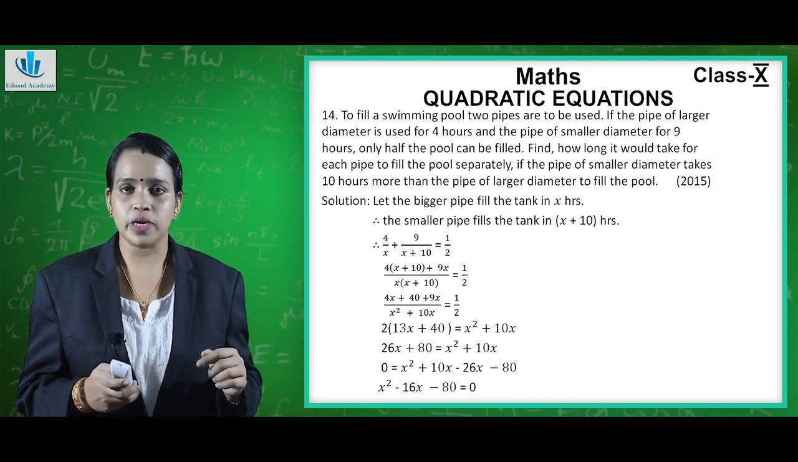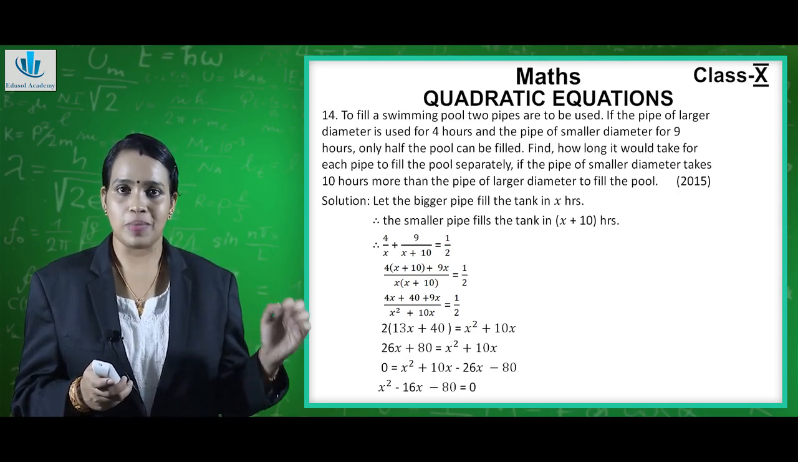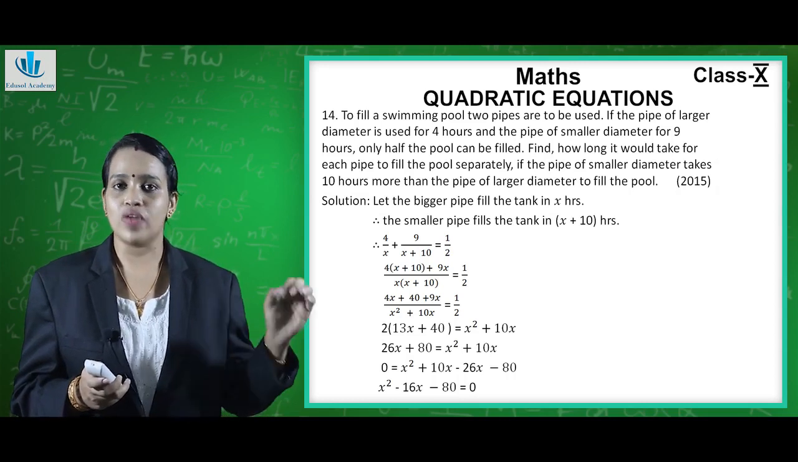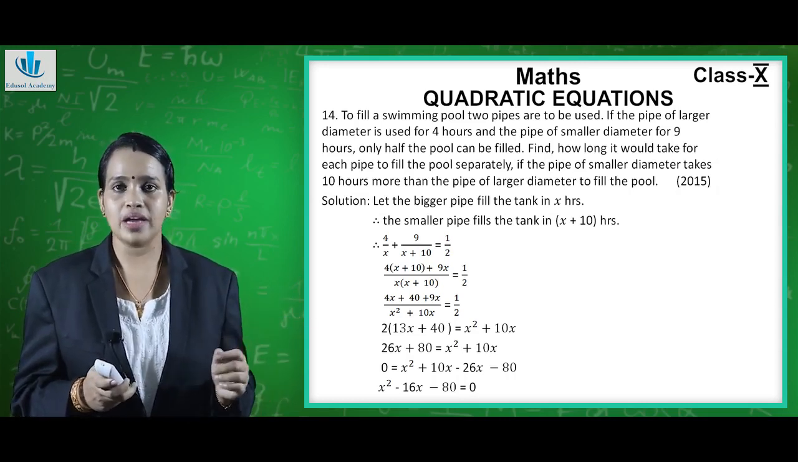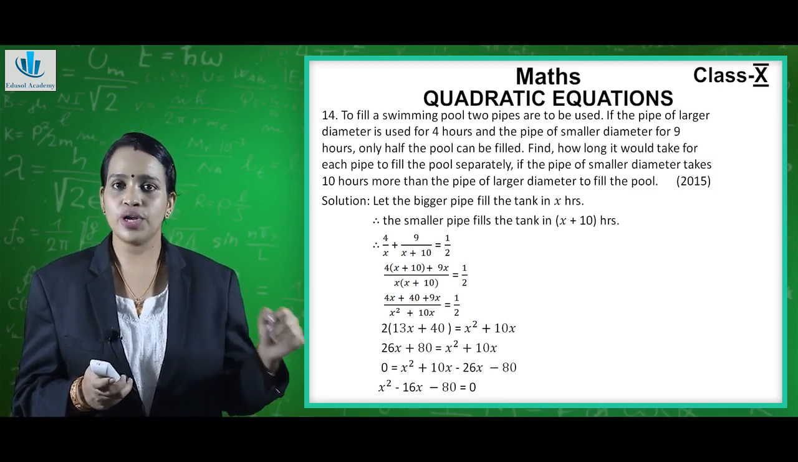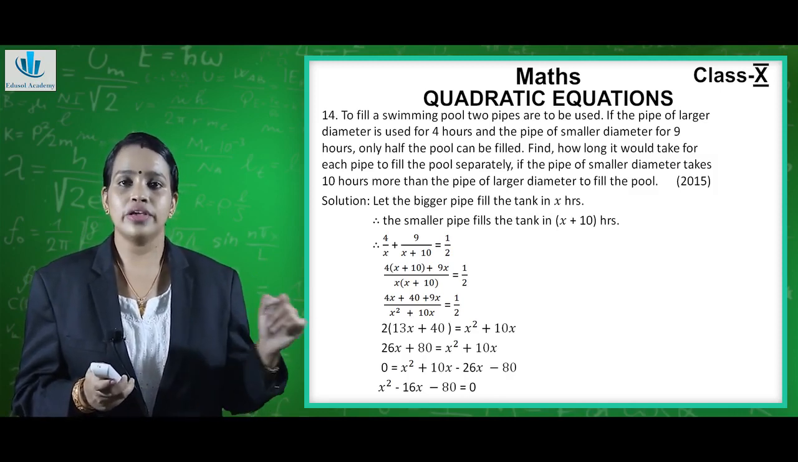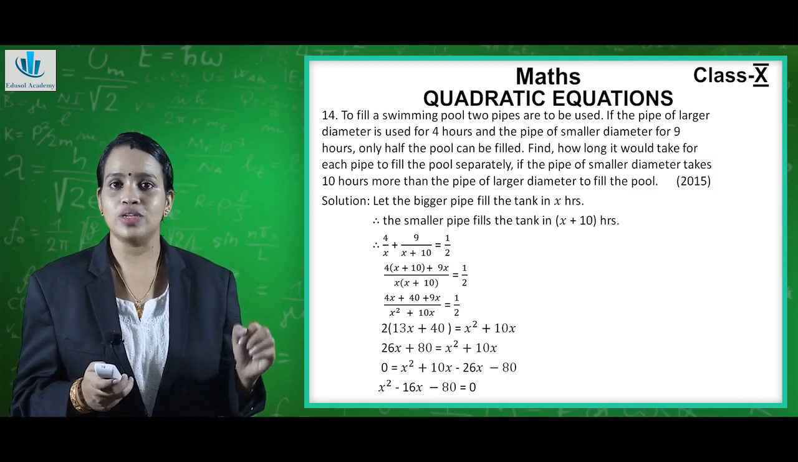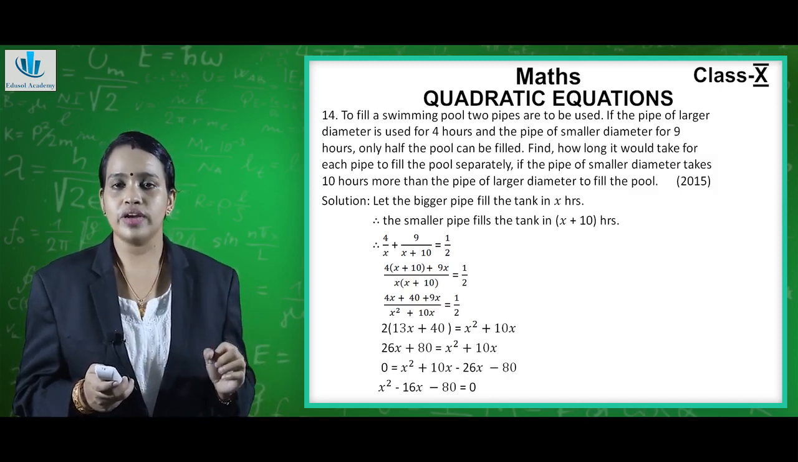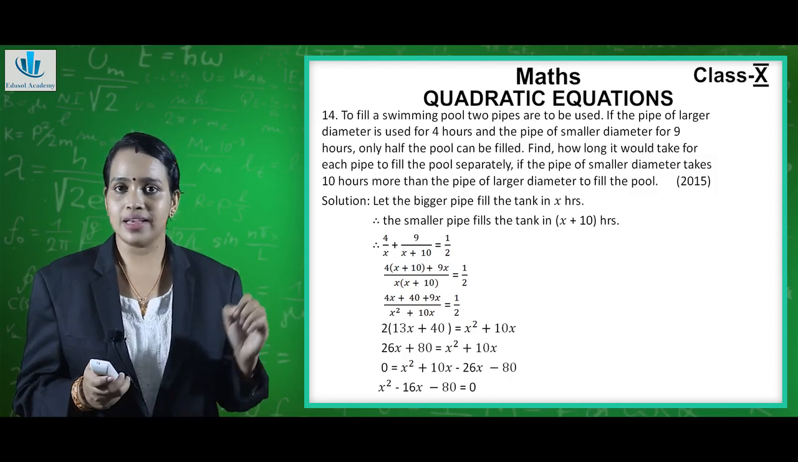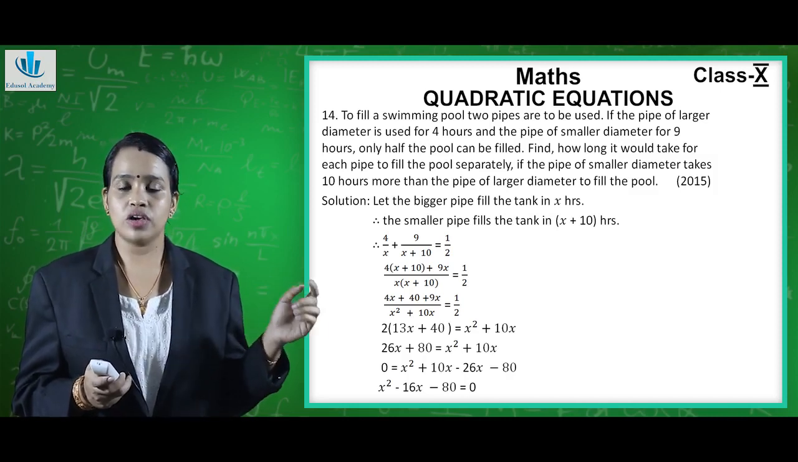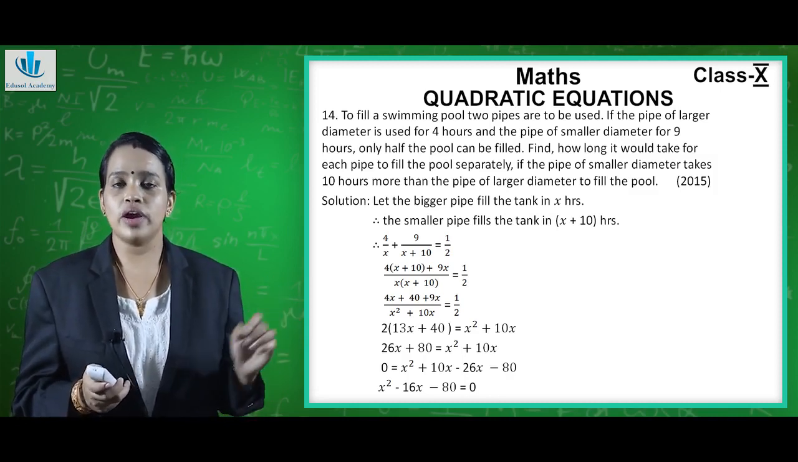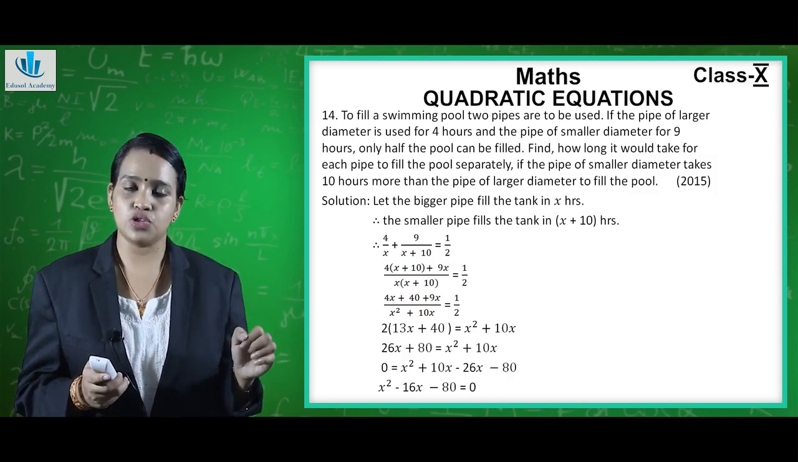Now here also we can do cross multiplication. So 4 into x plus 10 plus 9 into x, that is 9x, upon x into x plus 10, is equal to 1 upon 2. Now we open the bracket: 4 into x is 4x, plus 4 into 10 is 40, plus 9x, upon x into x is x raised to 2 plus 10 into x is 10x, equal to 1 upon 2. Now we can solve it, so 4x plus 9x is 13x plus 40. Here also we do the cross multiply, so 2 into 13x plus 40 equal to 1 into x raised to 2 plus 10x, which gives x raised to 2 plus 10x.